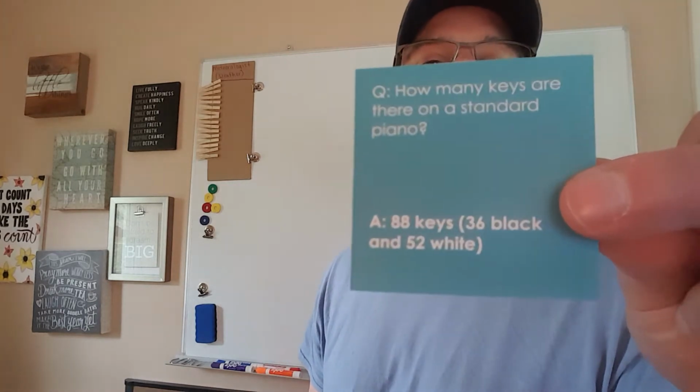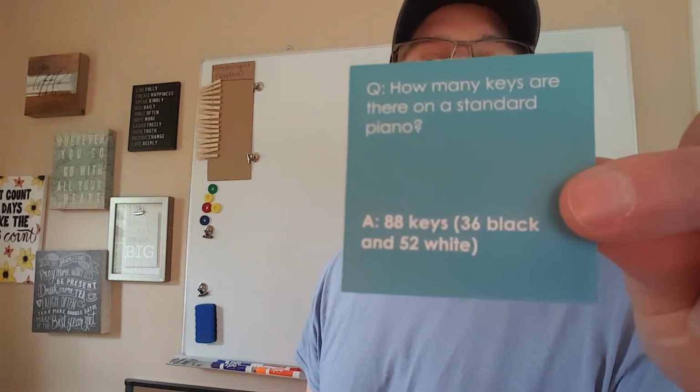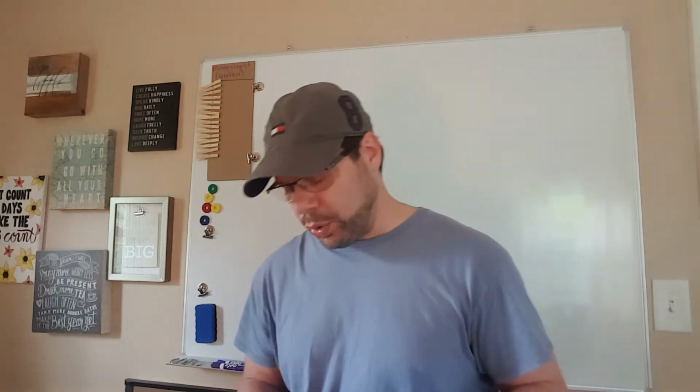It's 88 keys, 36 black and 52 white. Now, I knew there were more white keys than black keys, but I didn't know exactly how many there were. So 52 plus 36 must be equal to 88, and there's the answer right there. All right, so that was a little side mission we went on to answer a trivia question.